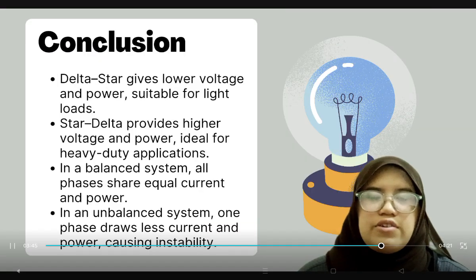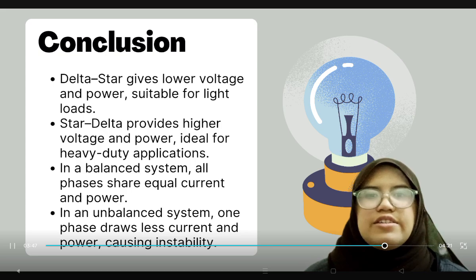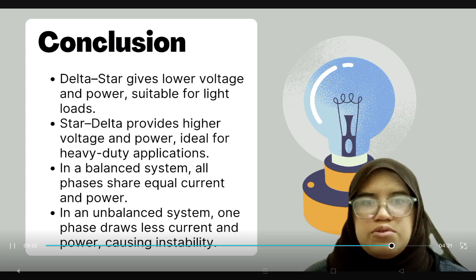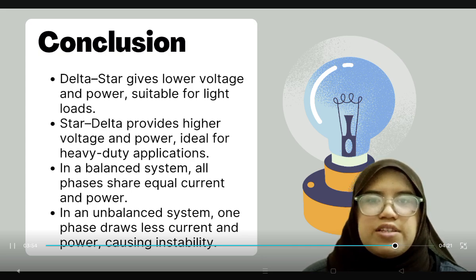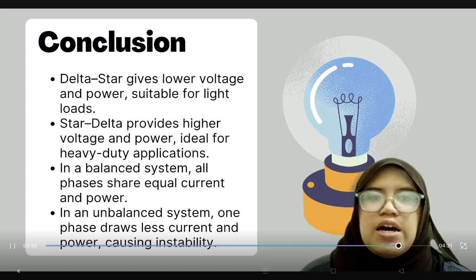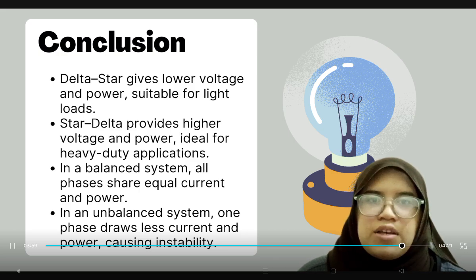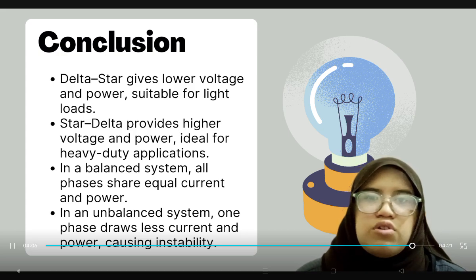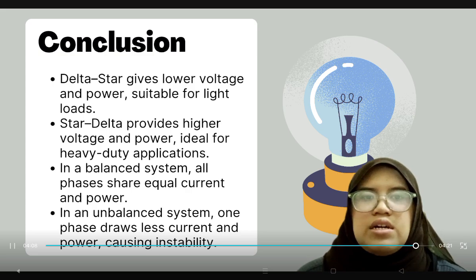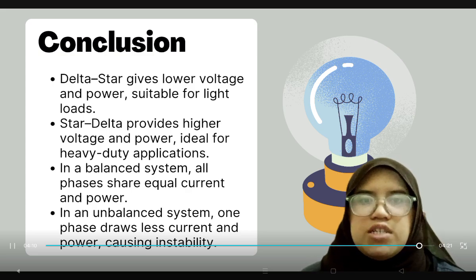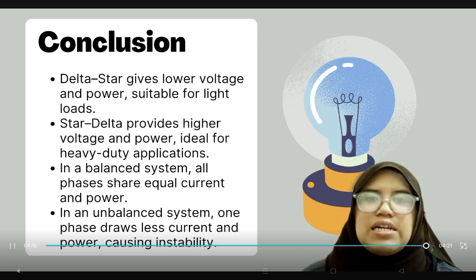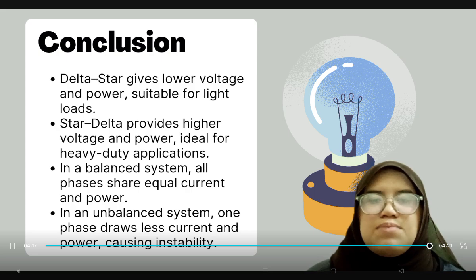All in all, for this lab report, I found that delta-star gives lower voltage and power, which is suitable for light loads. Meanwhile, star-delta provides higher voltage and power, which is ideal for heavy-duty application. In a balanced system, all phases share equal current and power. In an unbalanced system, one phase draws less current and power, causing instability. One of the challenges I faced was trying to search for components in MATLAB, since there are too many categories to find the exact specific component.